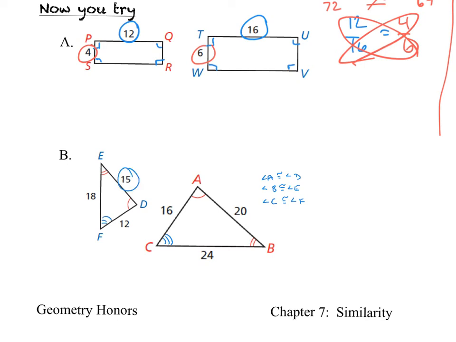So notice my side that I'm looking at first, this 15, is in between the 1 and 2 arc marks. So in between the 1 and 2 is 20. So I'm going to do 15 over 20 is equal to, and then I'm going to check another side. So I have 12, which is in between the 3 and 1 arc mark. So in between the 3 and 1 would be 16. So I would have 12 over 16.